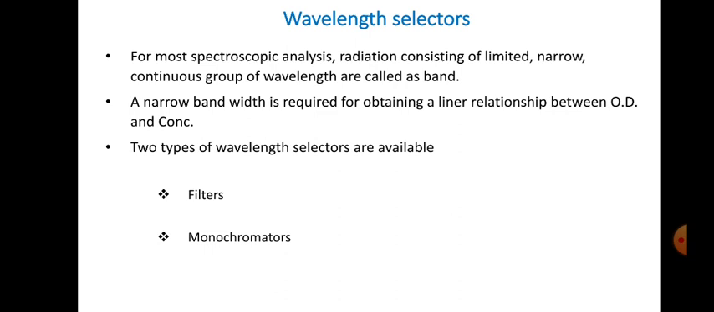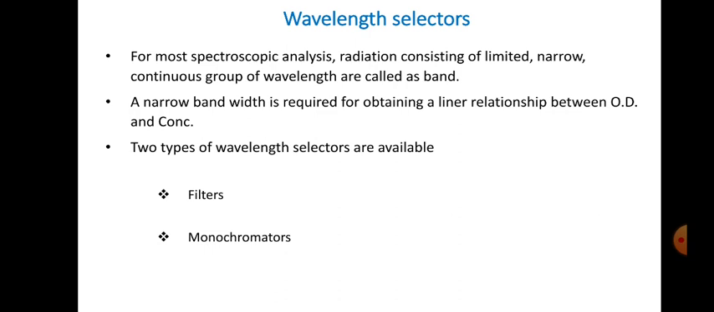So for most of these spectroscopic analysis, the radiation consisting of limited or narrow continuous group of wavelength is required. So we require a specific kind of band from the radiation source. This narrow bandwidth radiation is required for obtaining a linear relationship between your concentration and the response. So you need to restrict the unwanted radiations and only pass the required monochromatic radiation through the sample, so that you will get a clear spectra, or you will get the absorbance of your analyte. Therefore we need the wavelength selectors.